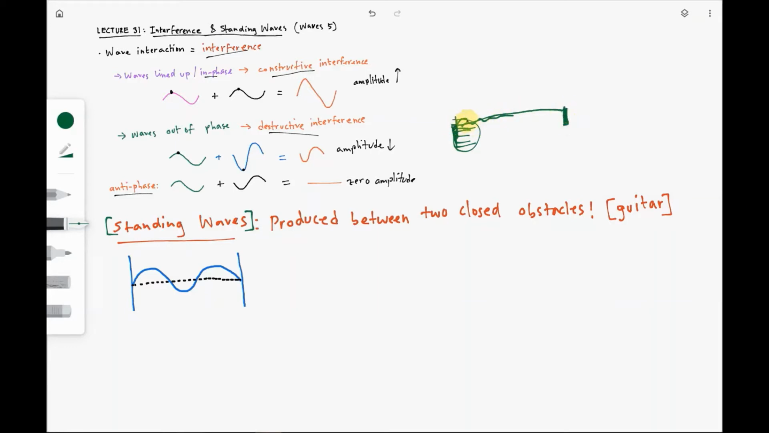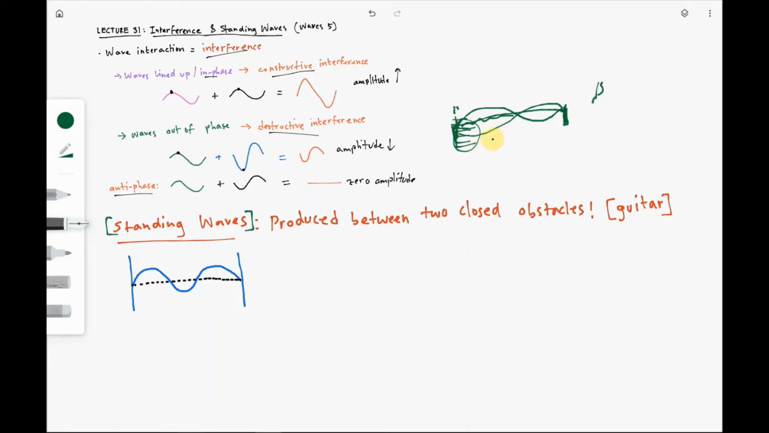When waves are produced in between two closed spots like this, then the waves are not actually going anywhere, going from A to some other point B, right? That's why we call them standing waves, because they start going from one end to the other, but then go to the other end, see nothing, and come back down to the original end again. Okay, so this is how standing waves work.